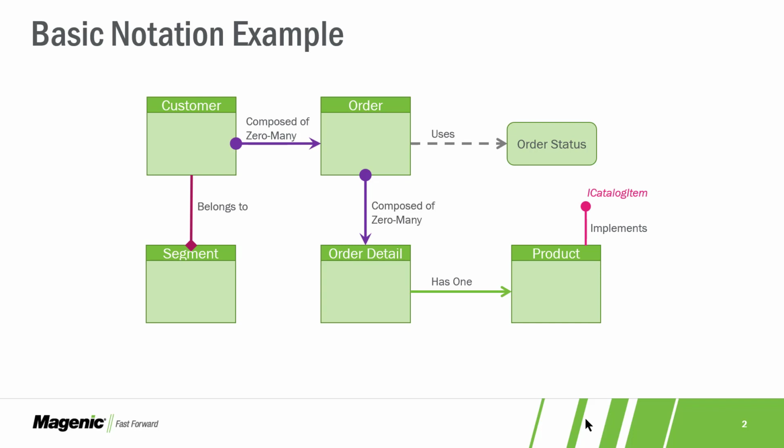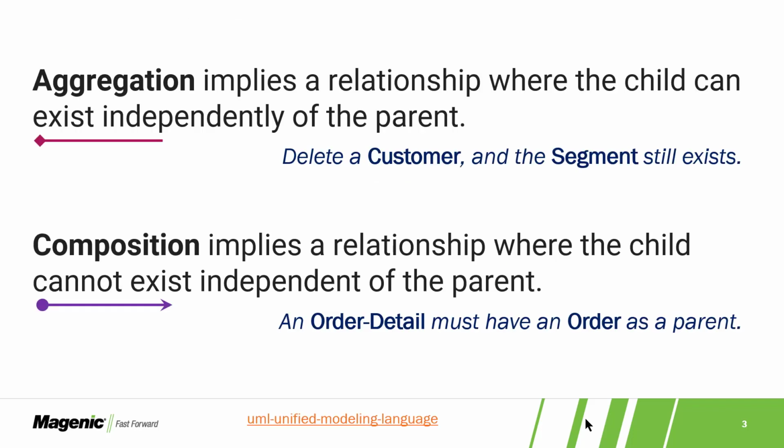And order detail has a reference to a product, and we say that that is an association, that an order detail line is associated to a product. And of course, we have an interface in C# terms, and we say the lollipop is implements. It implements this particular contract. The tricky ones are aggregation and composition.